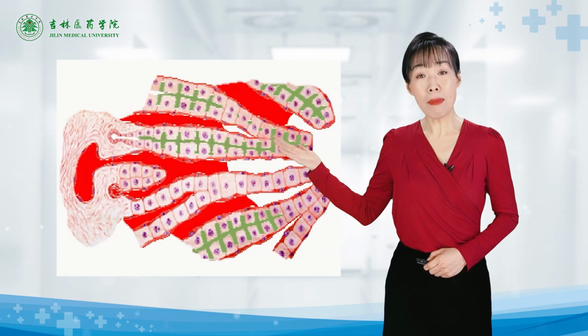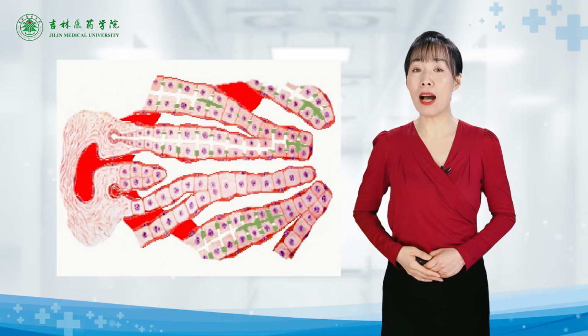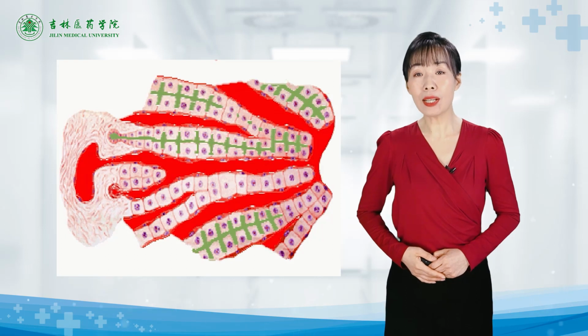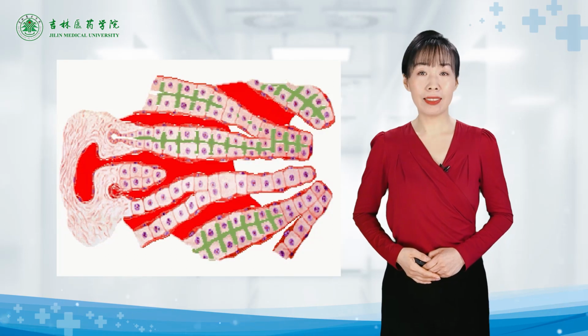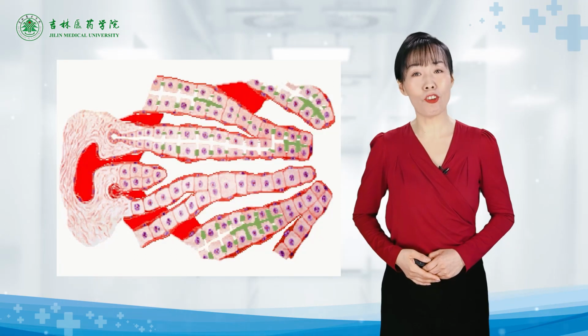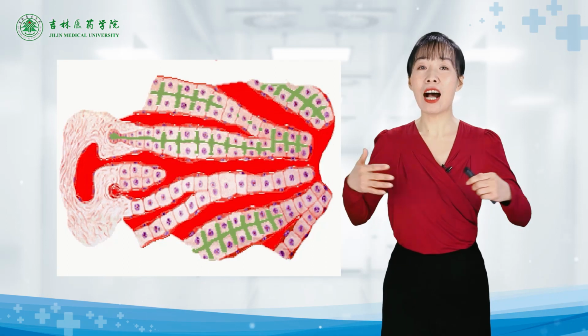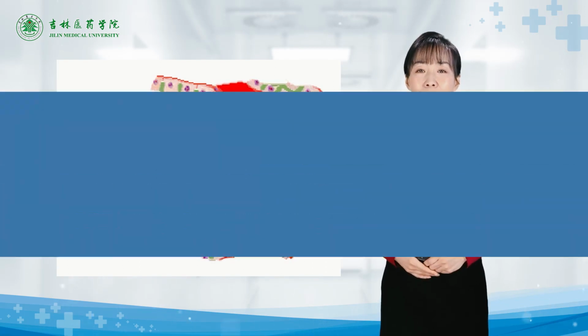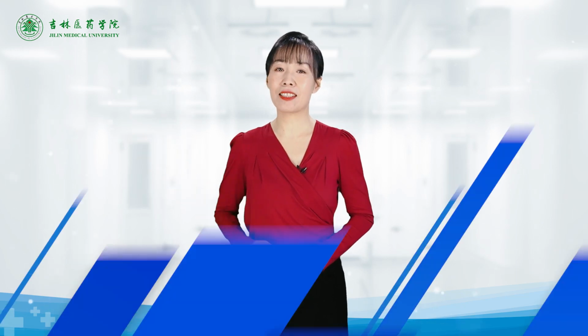This animation shows the flow of bile and blood. The green is the bile flow. The red is the blood flow. Their directions are just opposite. Now, let's look at the clinical case.